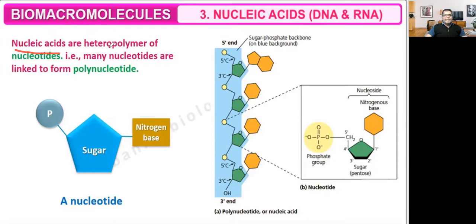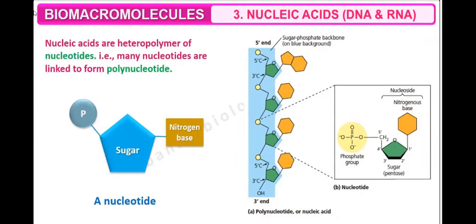Nucleic acids are heteropolymers of nucleotides. Heteropolymer means all the units are not the same; they are of different types. That's why they are called heteropolymers of nucleotides. Many nucleotides are linked to form a polynucleotide.